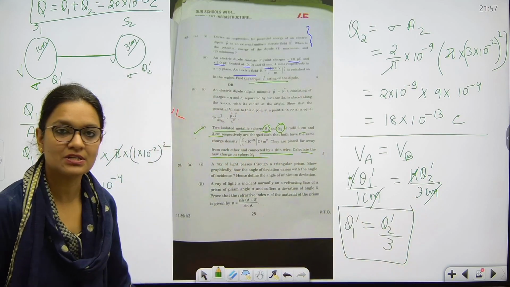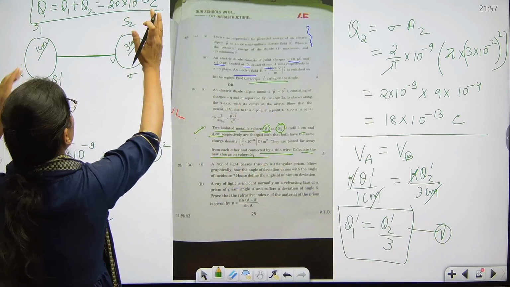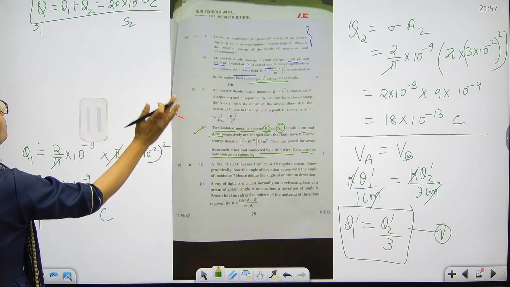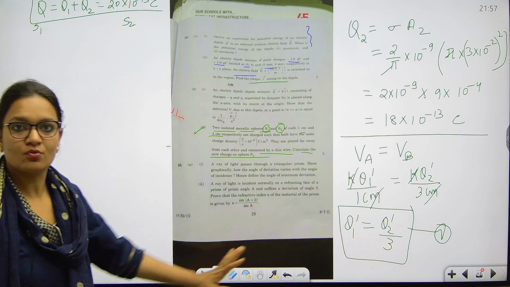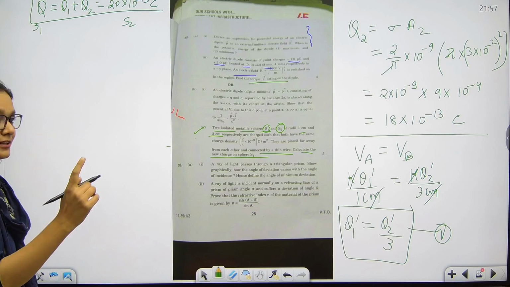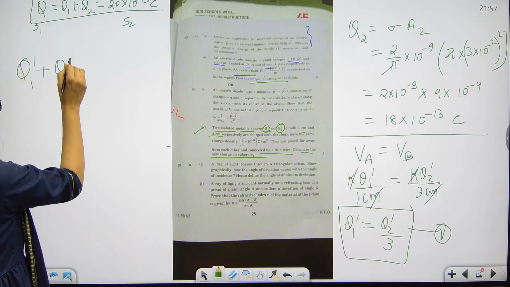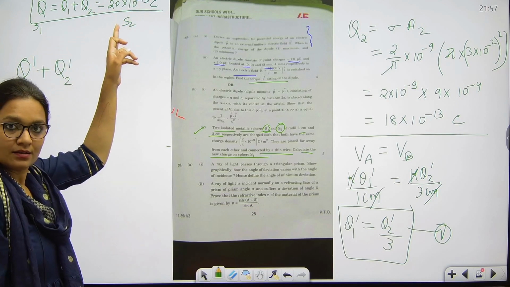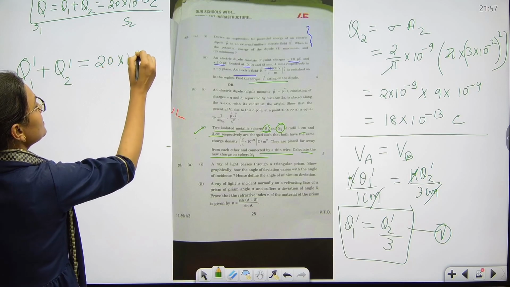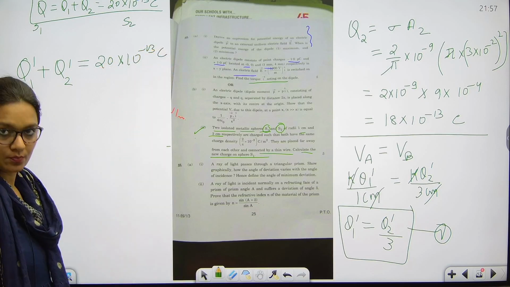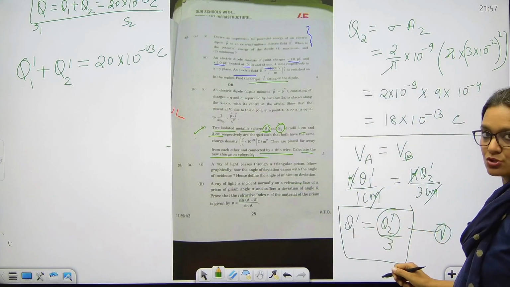Now this is the first equation I am getting, and I did all these things to get this value. The total charge is 20, है ना? Clear? The charge values will be Q1 dash and Q2 dash, and the sum of the charges, Q1 dash plus Q2 dash, will be the same as this one. It will not change. 20 into 10 to the power minus 13 only. So from here you will get the value of Q2 dash as 3 times Q1 dash.